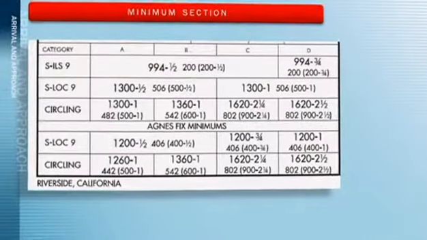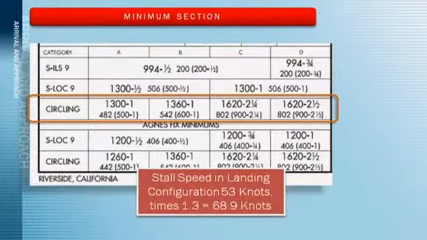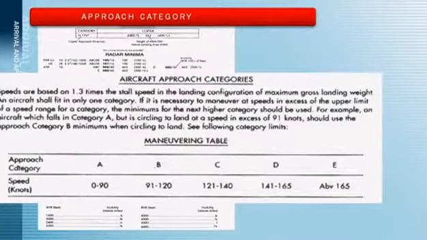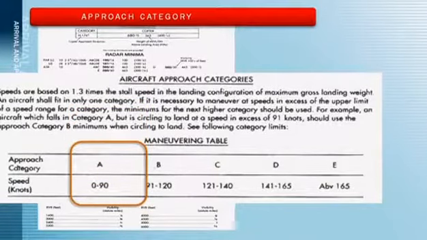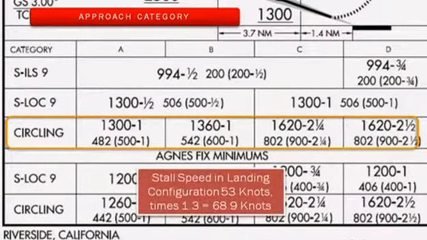Let's try a scenario. Let's say we are circling to land and our stall speed times 1.3 equals 68.9 or 69 knots. What category are we? To answer that, let's look at the chart legend. If we zoom in on the maneuvering table, we find that our known speed of 69 knots falls solidly into category A. Now we can go back to the minimum section of the chart. We can see that the circling approach section at our given speed falls into category A.